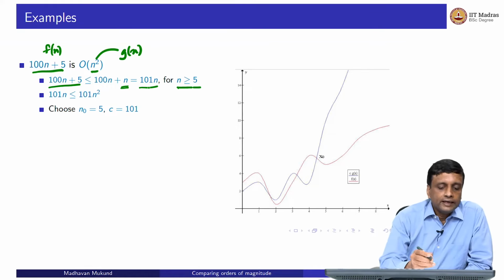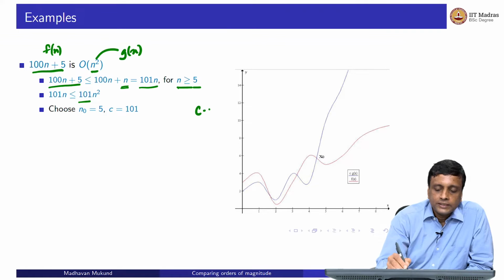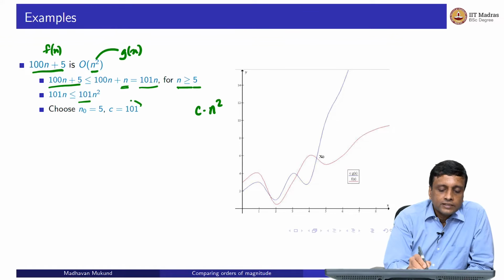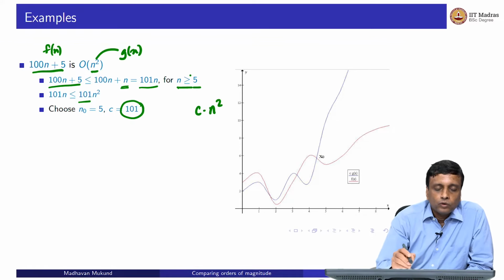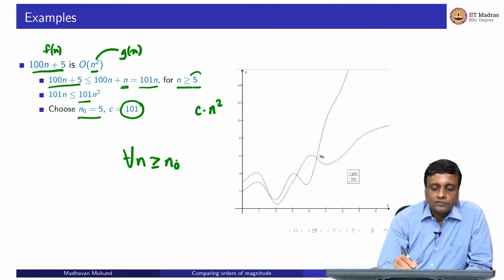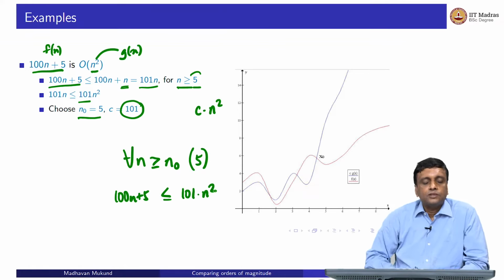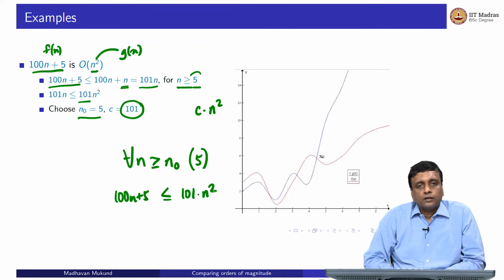So therefore, 101n squared is of the form c times n squared, and n squared was the function I was looking at. So basically my constant that I have discovered is 101, and the lower bound beyond which this happens is 5. So n naught is 5. So what we are saying is for all n greater than n naught, which is 5 in this case, 100n plus 5 is less than or equal to 101 times n squared. So this is the kind of analysis that we have done to show that 100n plus 5 is big O of n squared.